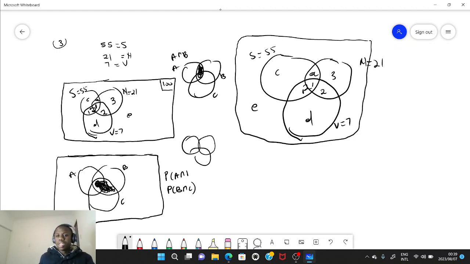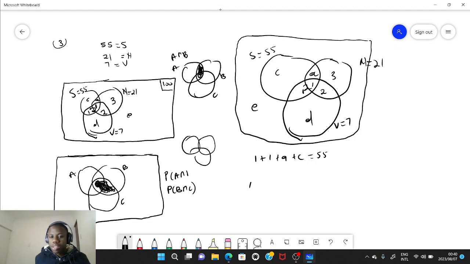So what happens is that we were told the total number of learners that play soccer is 55. So whenever we add everything in this circle, because we're speaking about soccer specifically, it simply means that everything must add up to 55. That simply means whenever I add 1 + 1 + A plus C, I must be able to attain 55.